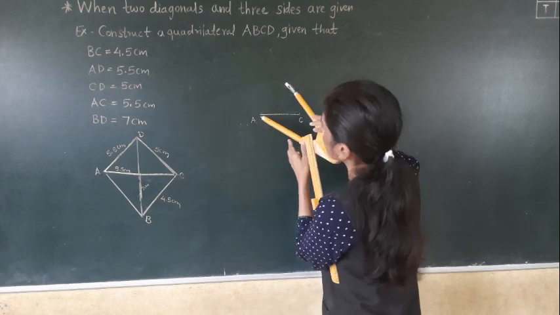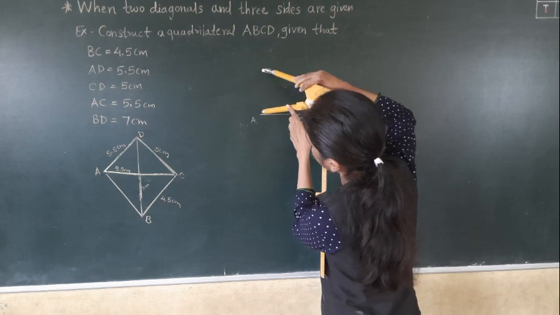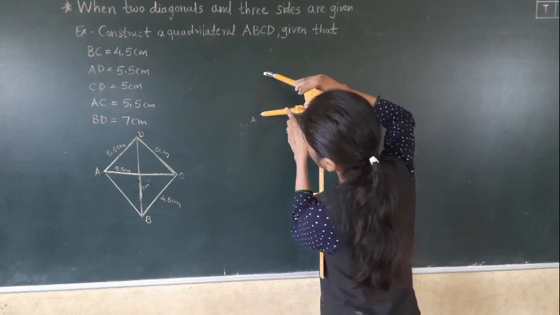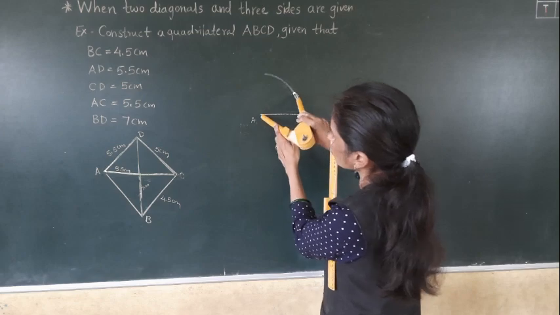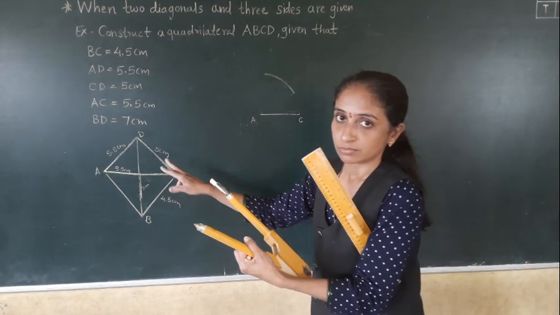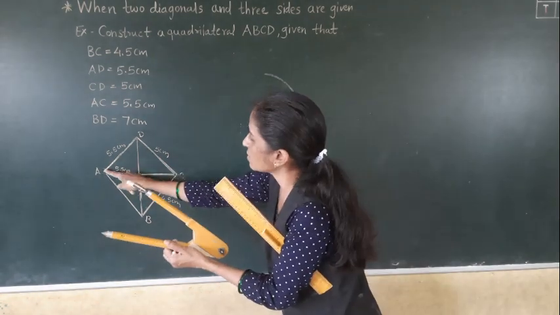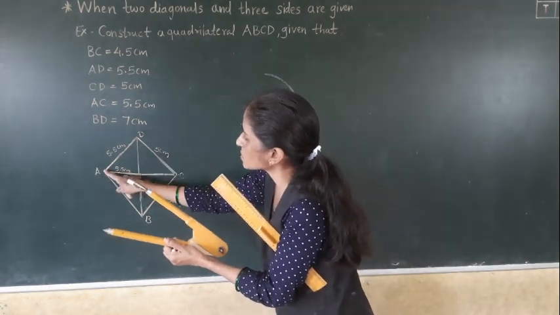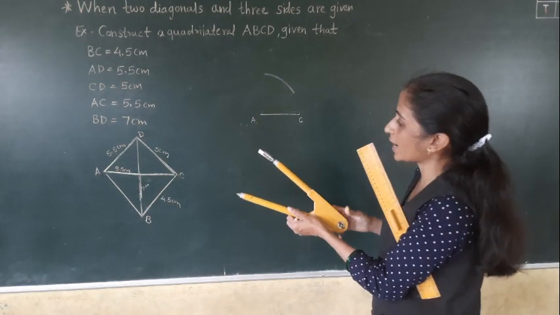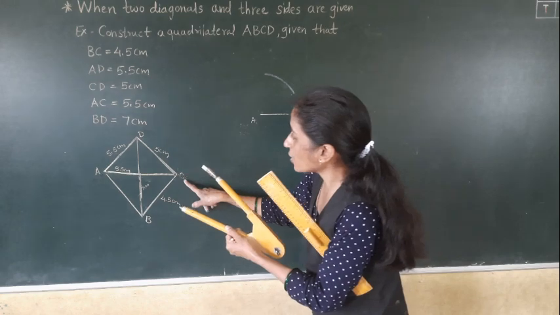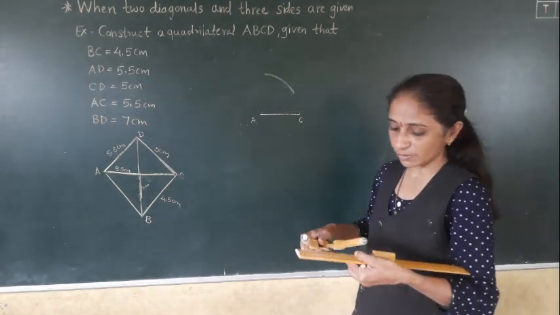See, A as a center and with 5.5 centimeter radius, draw an arc. The board is moving a little bit. With A as a center, this measurement we have to construct. Now we can draw CD. CD, how much is it given? 5 centimeter. So take the measurement in your compass.